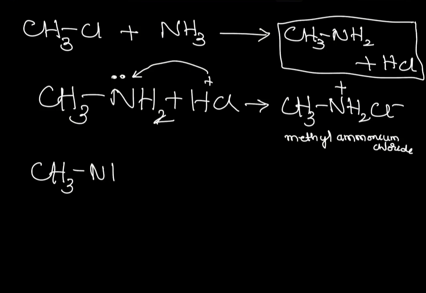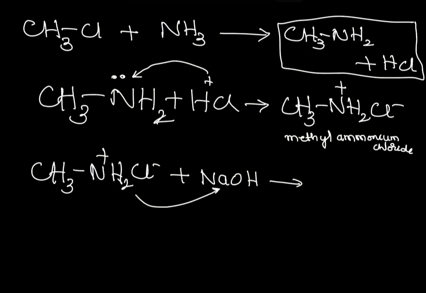Take this compound, CH3NH3 plus, Cl minus, and heat it with a base. You can take sodium hydroxide or potassium hydroxide. On heating, the HCl is held by the sodium hydroxide and a free amine, CH3NH2, is released. So this is how to purify an amine.